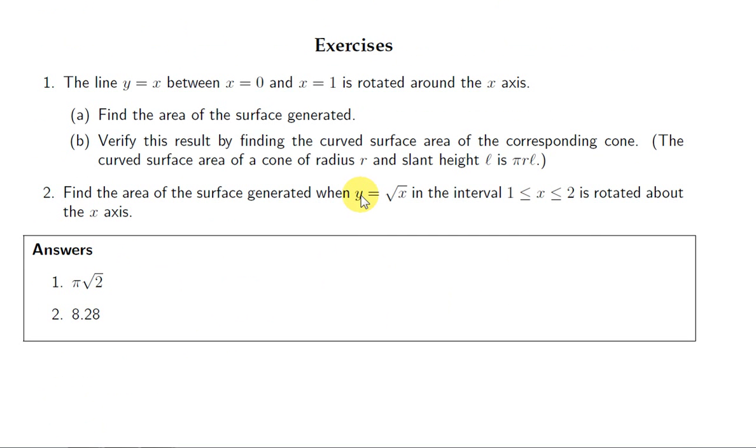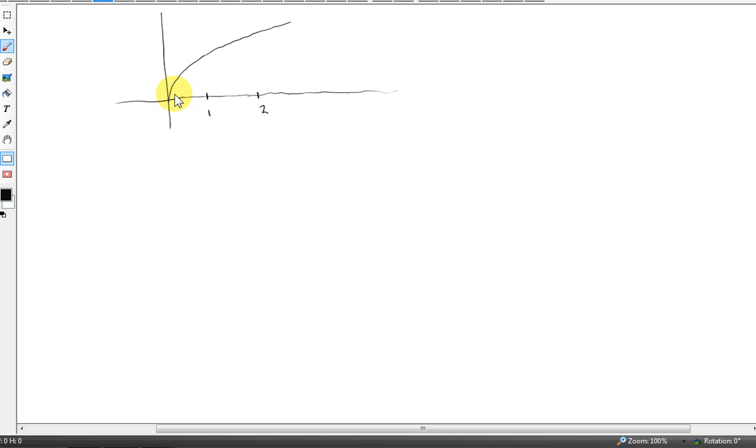Let's take another example. Let's take y equals the square root of x in the interval 1 to 2. So here's a rough sketch. We'll just take the positive square root of x and rotate the piece of the curve between 1 and 2 about the x-axis and get the area of the surface generated. So we need dy/dx. That's a half x to the power of a half minus 1, which is minus a half.